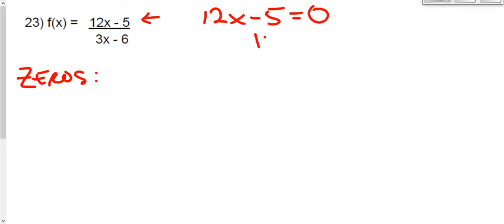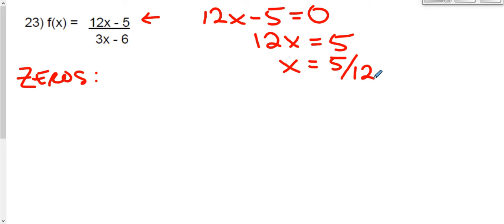I'll add 5 to both sides, so 12x will equal positive 5. And then I'll divide both sides by 12. X is going to equal 5 over 12. So that value, which is just slightly less than 1/2, that is where my function touches the x-axis. Up next, I'd like to calculate my vertical asymptote.